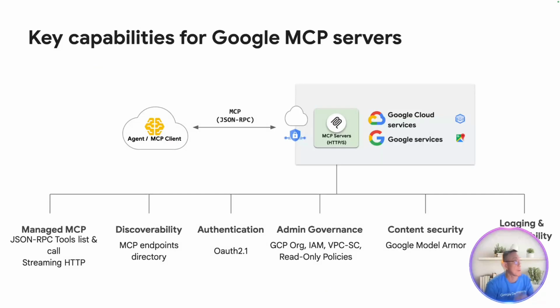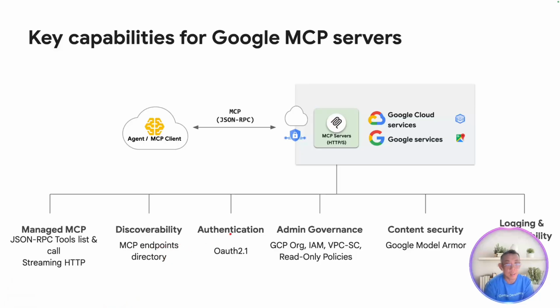So the key capability of this Google MCP server is that your agent or your MCP client will connect through JSON-RPC, then connect to your MCP server through streamable HTTPS. Then it allows you to connect to your services in Google Cloud. So what is provided from the Google MCP server side? You have managed MCP, where you can manage all your tool lists and streamable HTTP. You can discover all your MCP endpoints. There's a directory in your GCP.